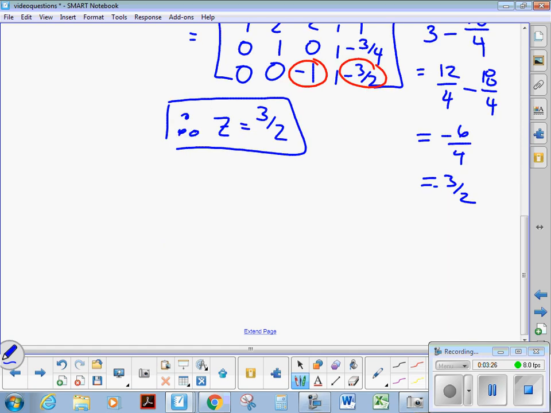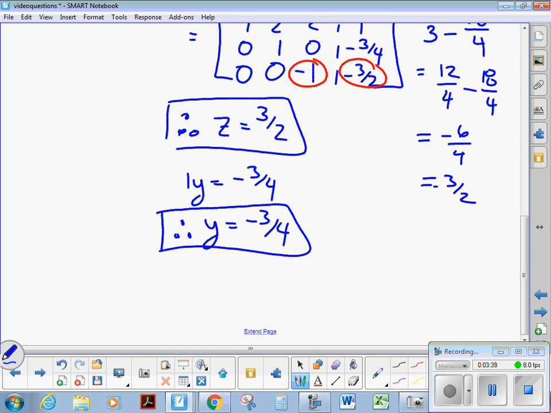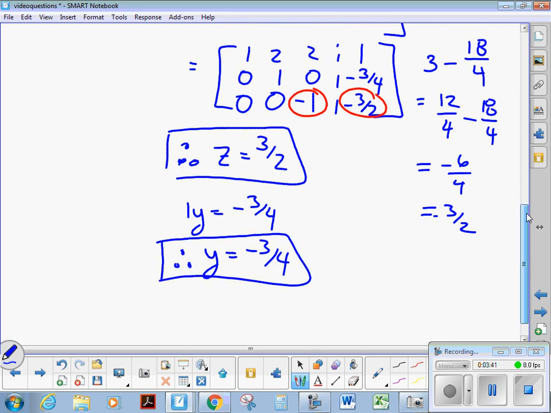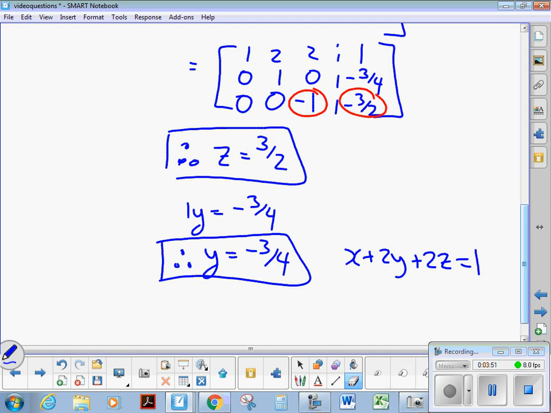Then I can do my y value. So 1y equals negative 3/4. So y equals negative 3/4. There's no z to substitute in, so that made that kind of nice. And then my x value, I have x plus 2y plus 2z equals 1. My rough work here. It's doing that substitution. X plus 2 times y, which is negative 3/4, plus 2 times z, which is 3/2. That's equal to 1.